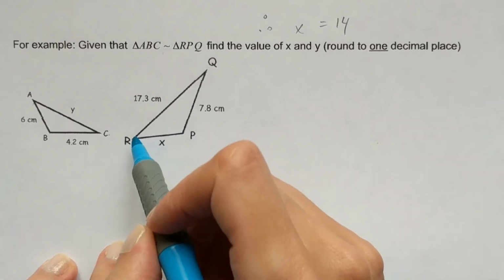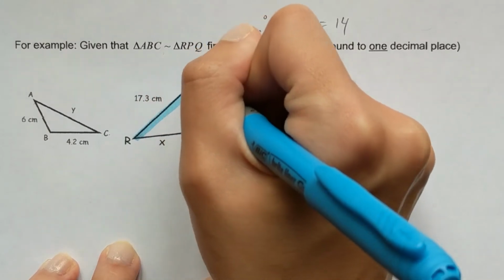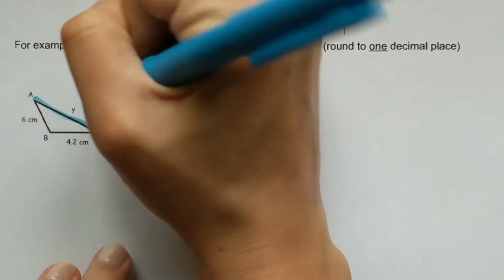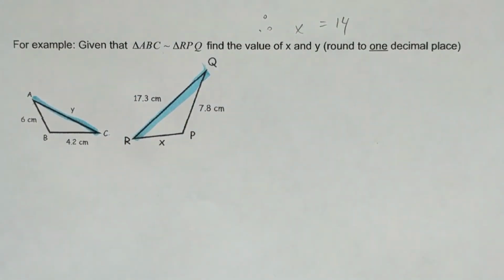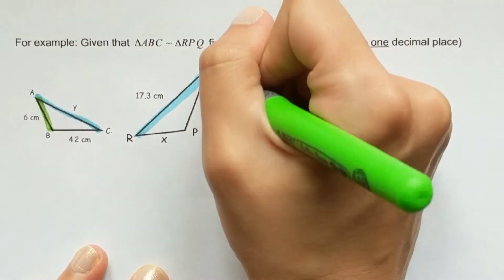I can start immediately. I can just say my long side on both triangles has to match up. Therefore, that's the one there. Then I have a medium side, so my medium side has to match up.